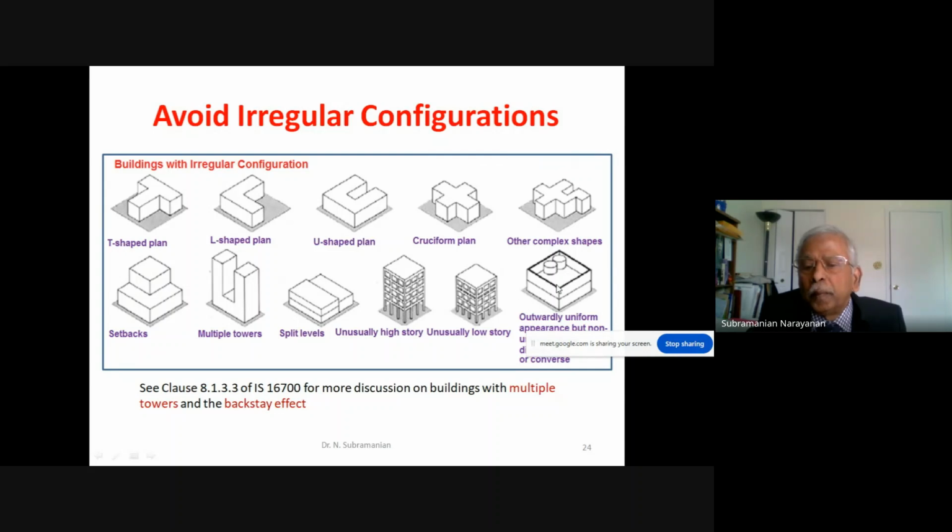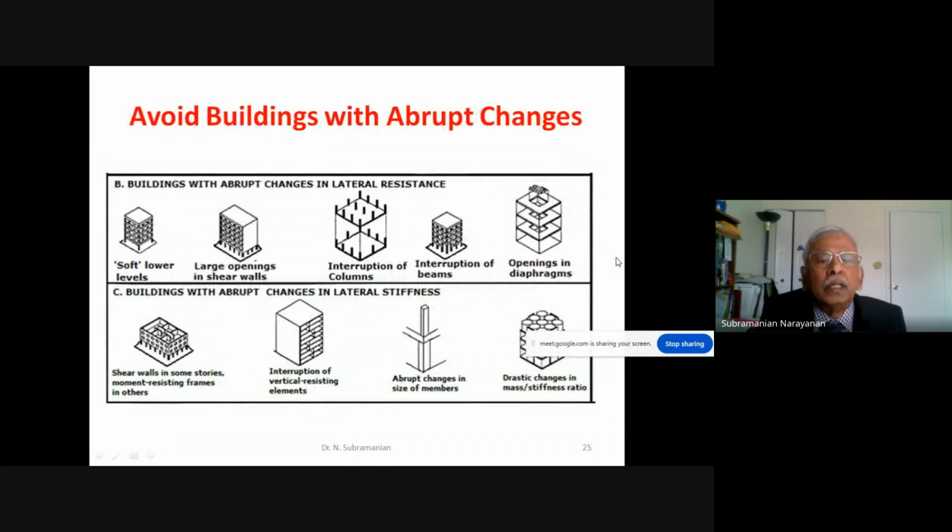outwardly uniform appearance, but the masses are not symmetrically placed. All these things should be avoided. And buildings with abrupt changes should also be avoided.